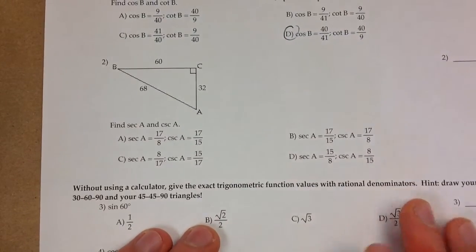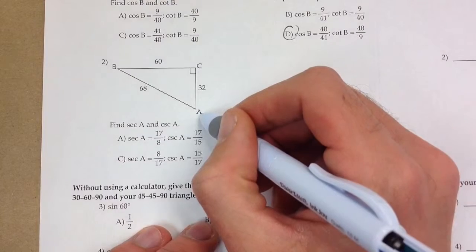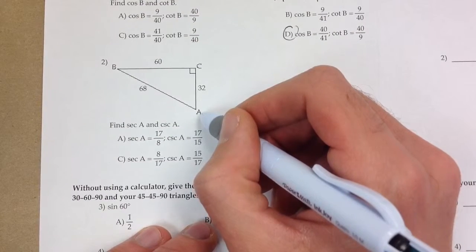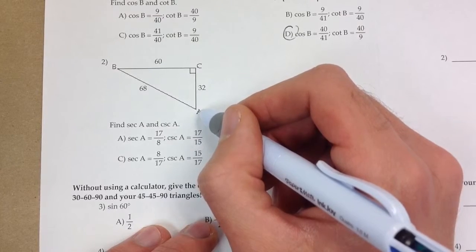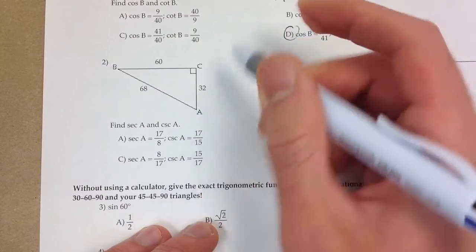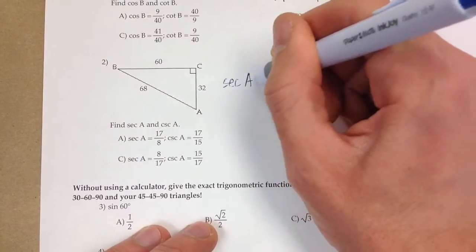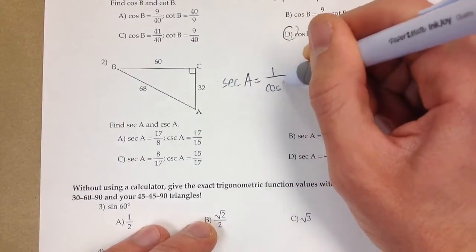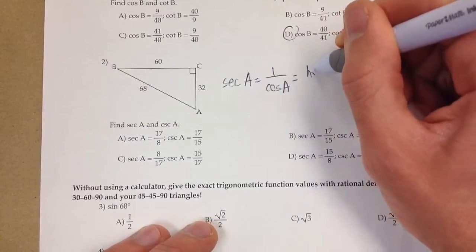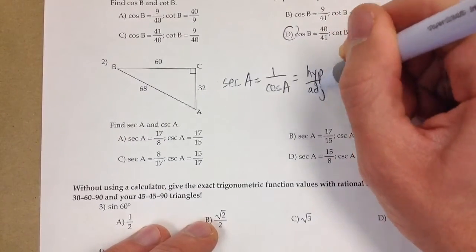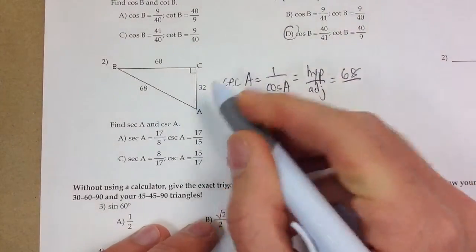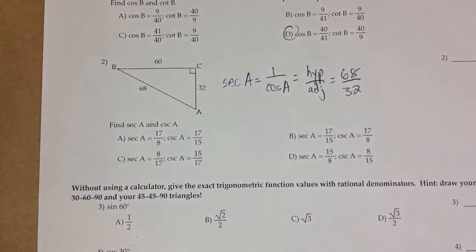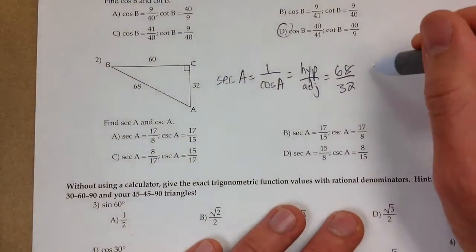And then in number 2, angle A is our reference angle. We want to find this ratio called secant. We need to know that that is hypotenuse over adjacent. It's the reciprocal of cosine. So you flip cosine's fraction. Hypotenuse, 68. Adjacent, 32. Use the calculator to reduce the fraction, and you get 17 over 8.